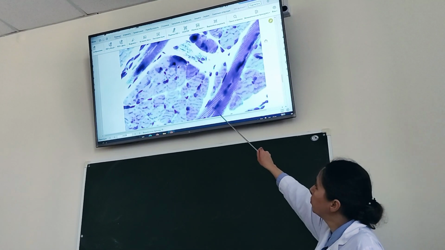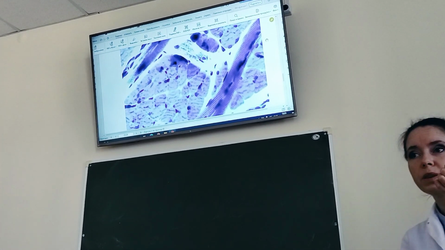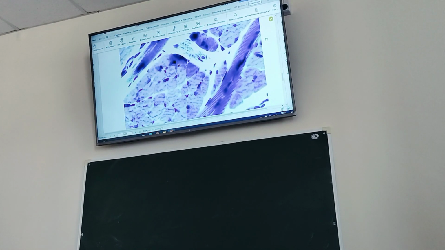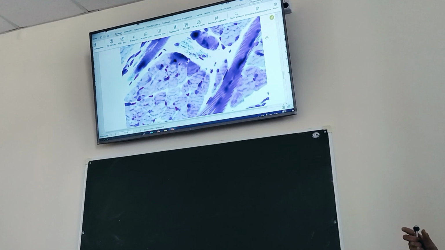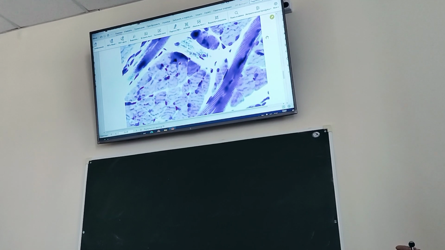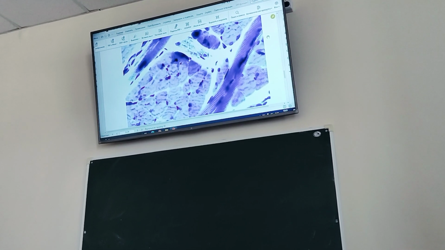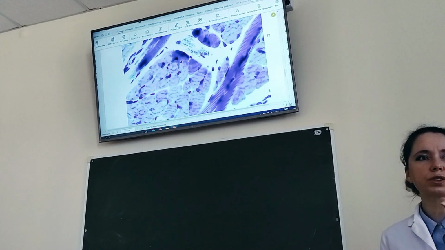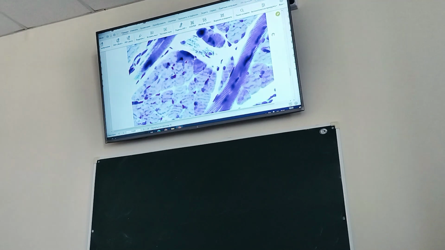Nuclei are located on the periphery, multiple. So the principal formulation is: a long, cylindrical, multinucleated, unbranched structure, the muscle fiber, showing cross striations, with an alternation of light and dark bands and peripheral nuclei.